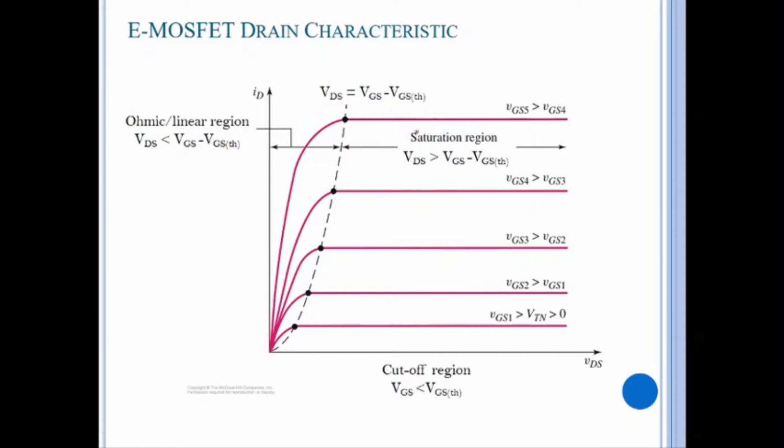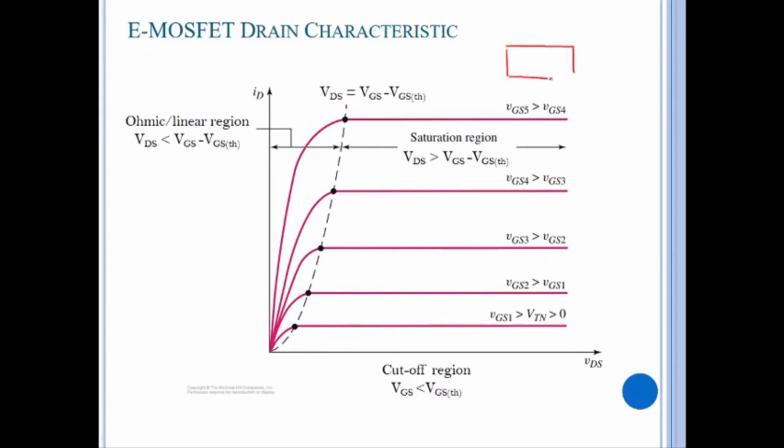Okay, next we discuss the current-voltage characteristic of the EMOSFET. The EMOSFET has two characteristics. The first is called the drain characteristic, where we vary the VDS voltage and measure the drain current at a certain fixed gate voltage.